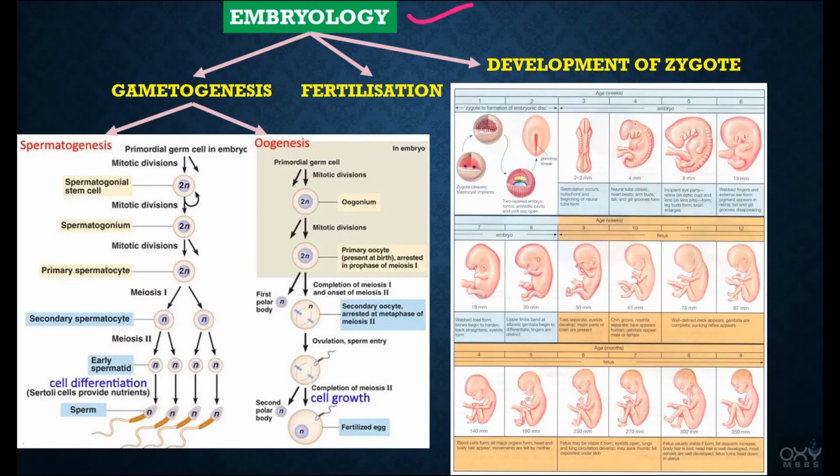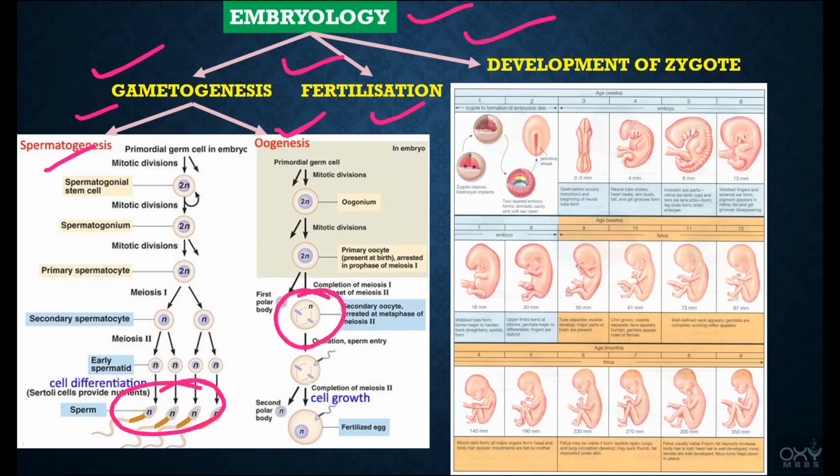And friends, under embryology, we will discuss the gametogenesis, fertilization and development of zygote. Under gametogenesis, we will discuss the spermatogenesis and oogenesis. Under fertilization, we will discuss how and where the sperm and ovum fuse together to form a single-celled zygote. And under development of zygote, we will discuss how the one-celled zygote is converted into the complete human being.